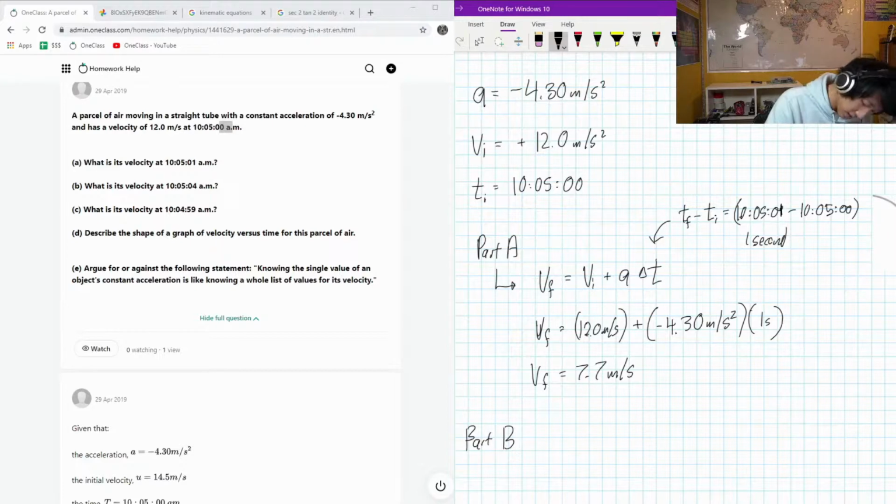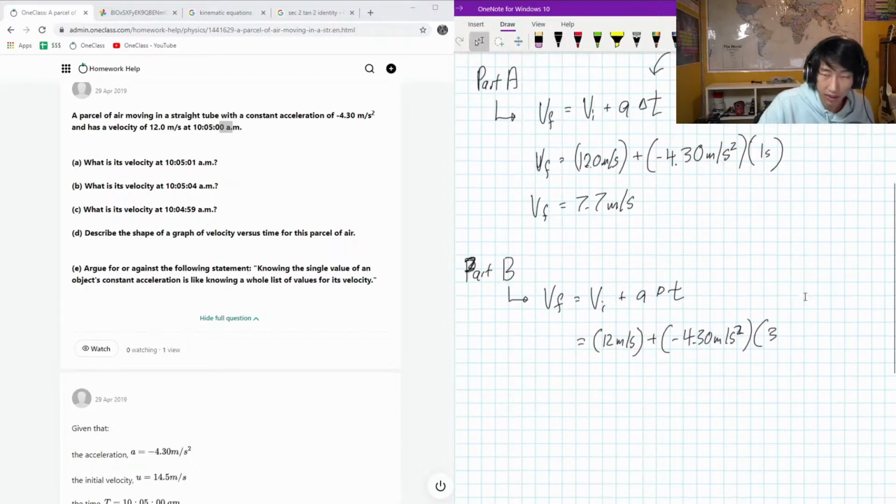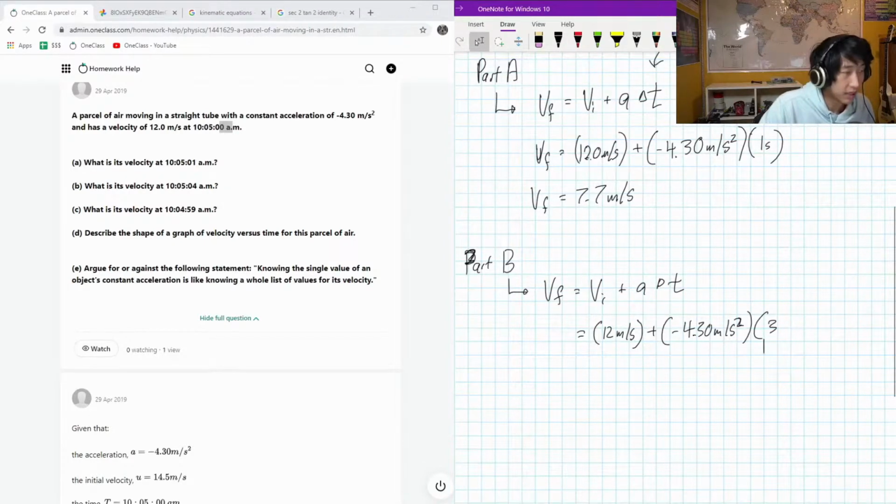Part B, we're going to have the final velocity is equal to our initial velocity plus acceleration times our change in time. In this case it is 4 seconds, so it's going to be 12 meters per second plus negative 4.3 meters per second squared times 4 seconds, actually, my bad.